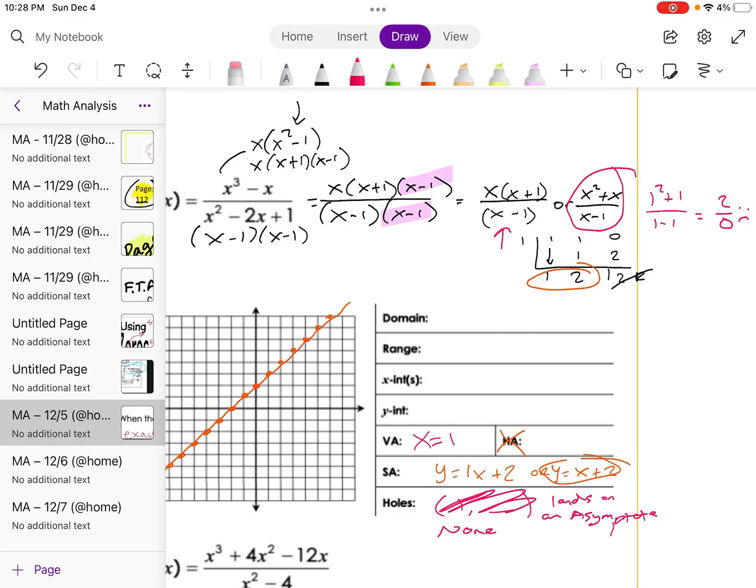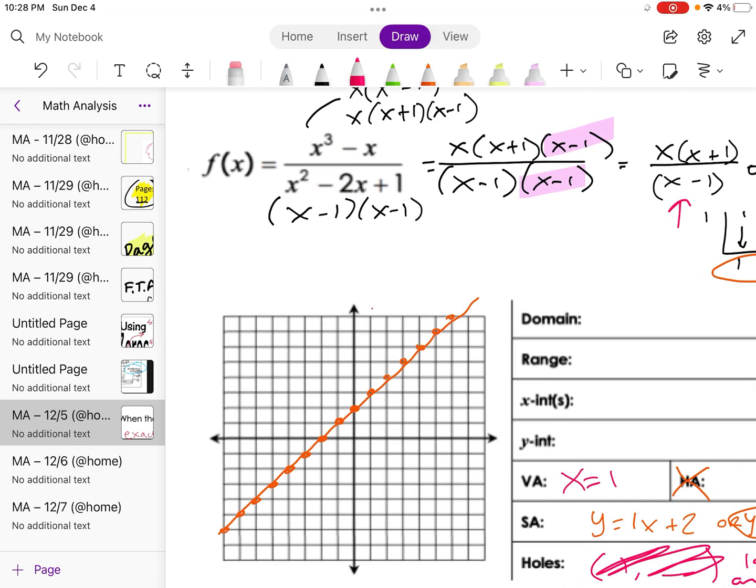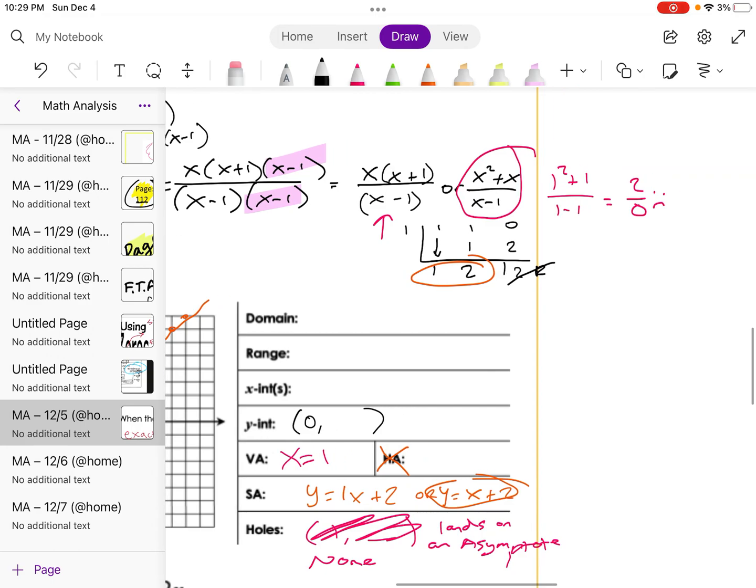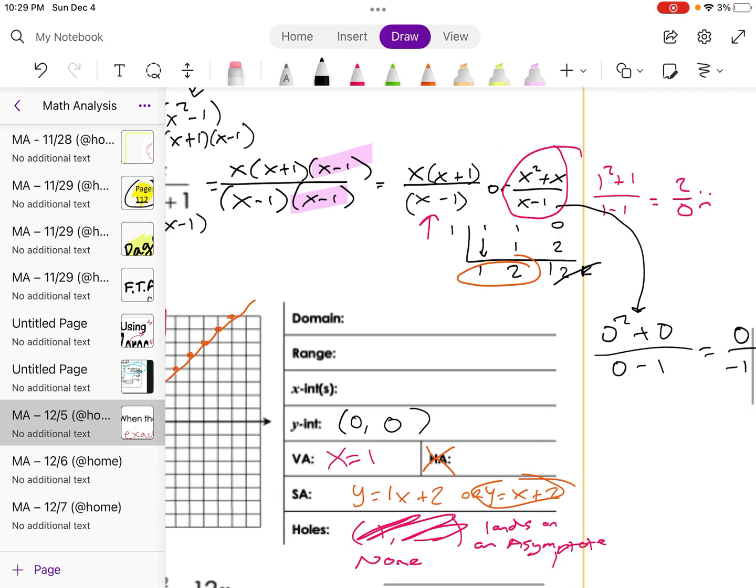Let's look at vertical asymptotes. So looking at the bottom, what can x not be? X can't be 1. So my vertical asymptote is right here. And let's do our x and y intercepts. Let's do y-intercept first. That's when you put in a 0 for x. So if I put in a 0 into that, you get 0 squared plus 0 over 0 minus 1, which is 0 divided by negative 1, or just 0. Then I'll do my x-intercepts. This is when y equals 0.